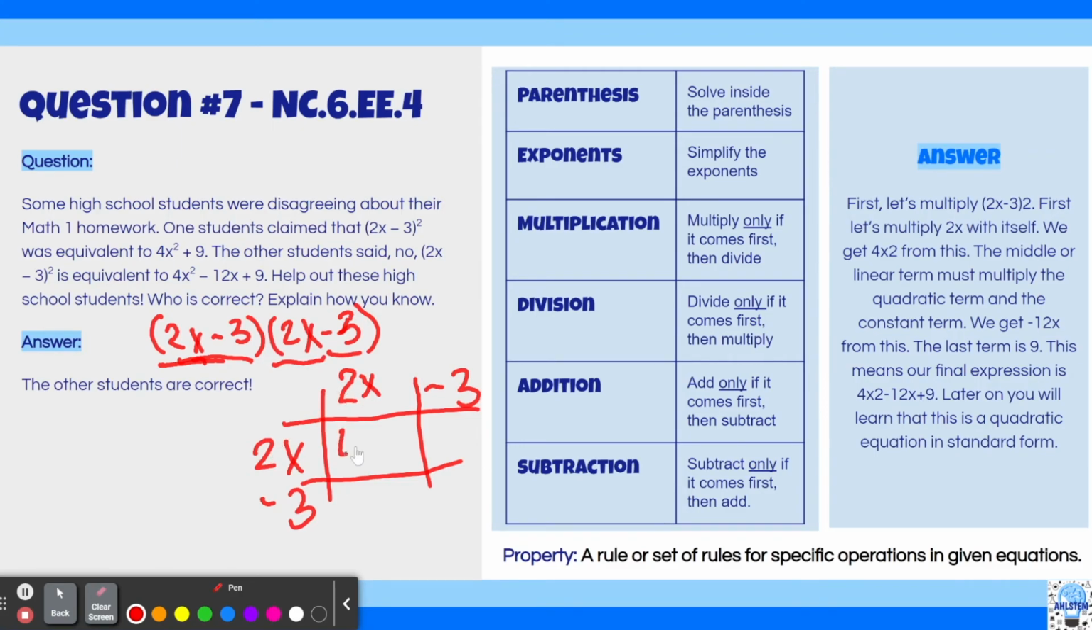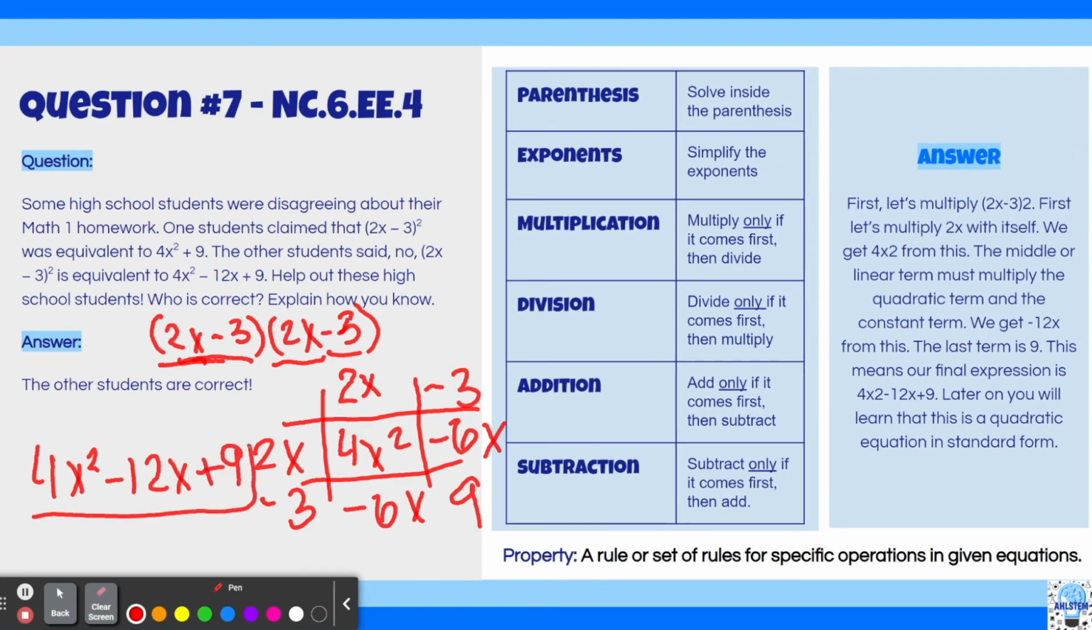So 2x times 2x is 4x squared. 2x times negative 3 is minus 6x, right? And negative 3 times negative 3 is 9. So our equation becomes 4x squared minus 12x plus 9. And this is what we call a quadratic equation. I know this is really far advanced, but this concept of using this tic-tac-toe grid is actually quite simple.